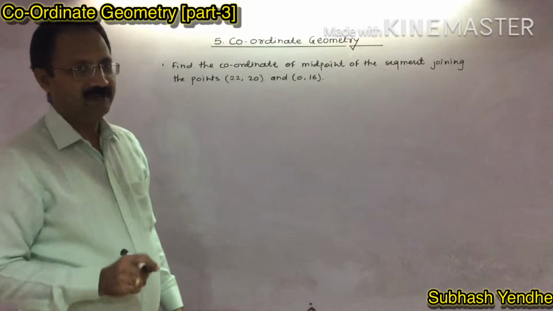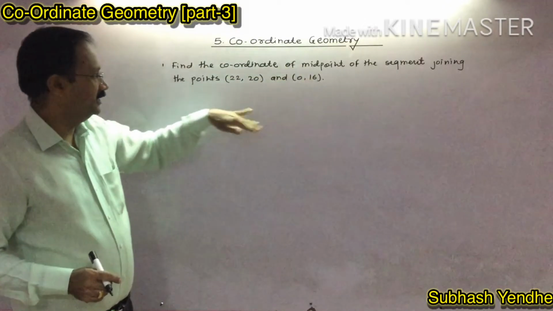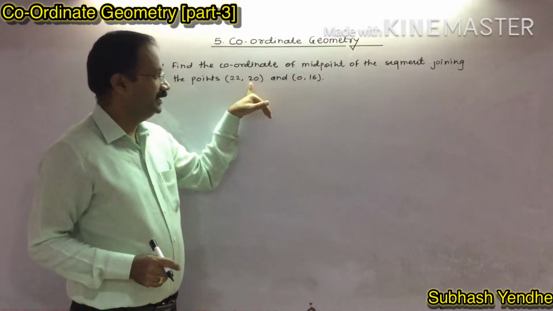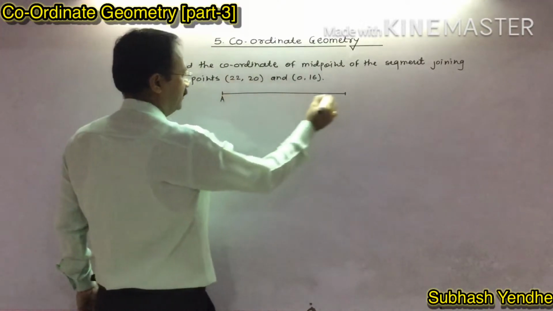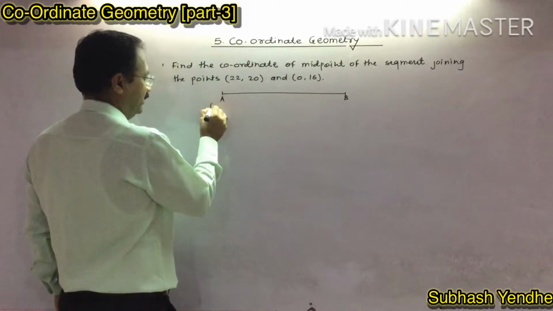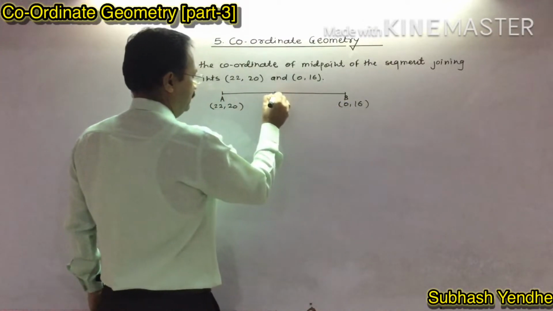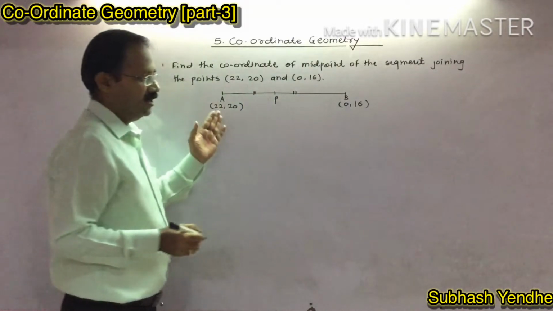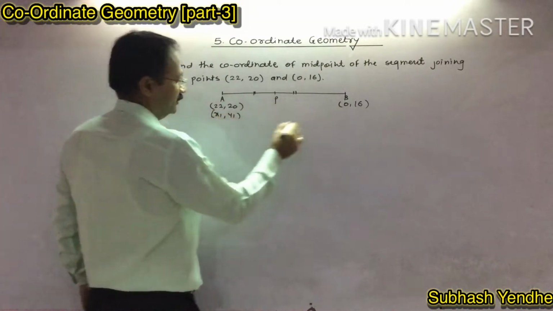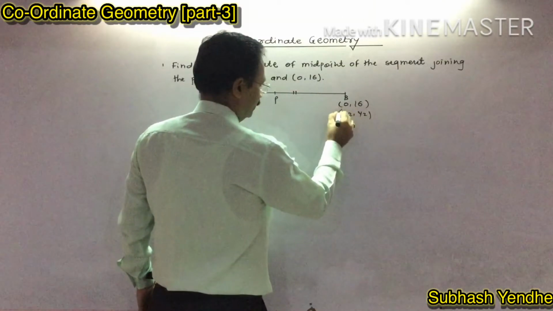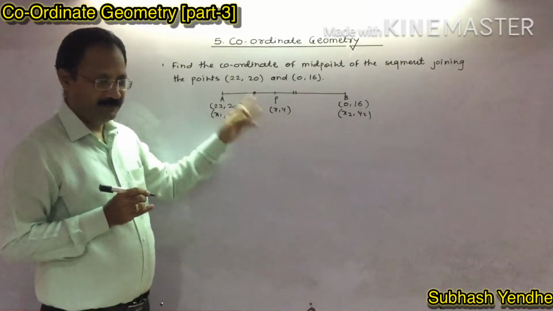Let's see one example related to the midpoint formula. Find the coordinates of the midpoint of the segment joining the points (22, 20) and (0, 16). Suppose this is a segment AB. I am going to take the points A and B. A's coordinates are 22 and 20 and B's coordinates are 0 and 16, and P is the midpoint of the segment AB. So here you can write x1, y1, then x2 and y2. Its coordinates are x and y. We have to find the coordinates of point P.